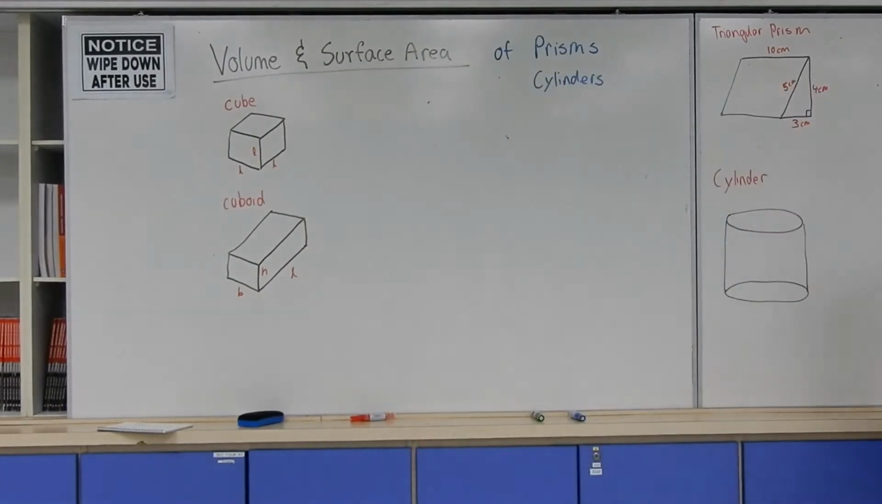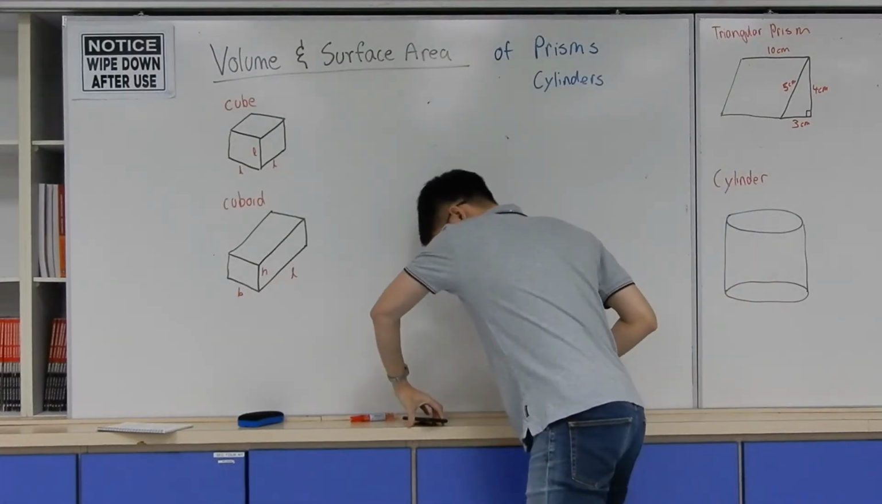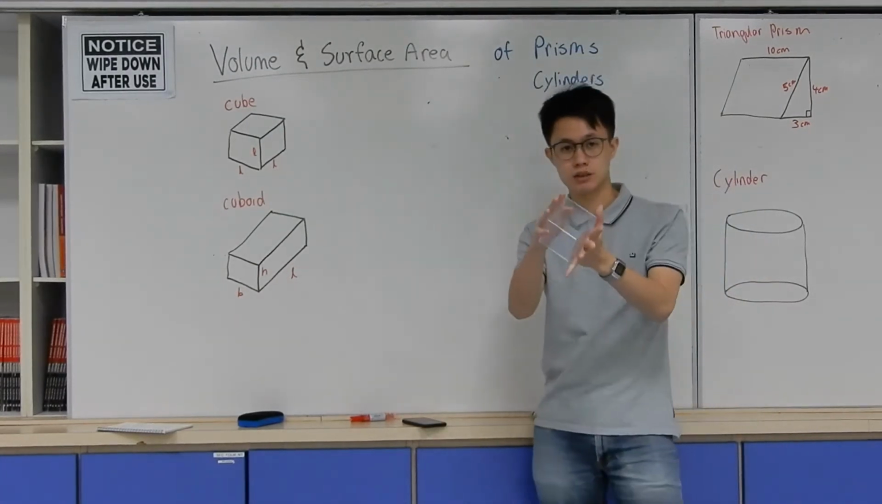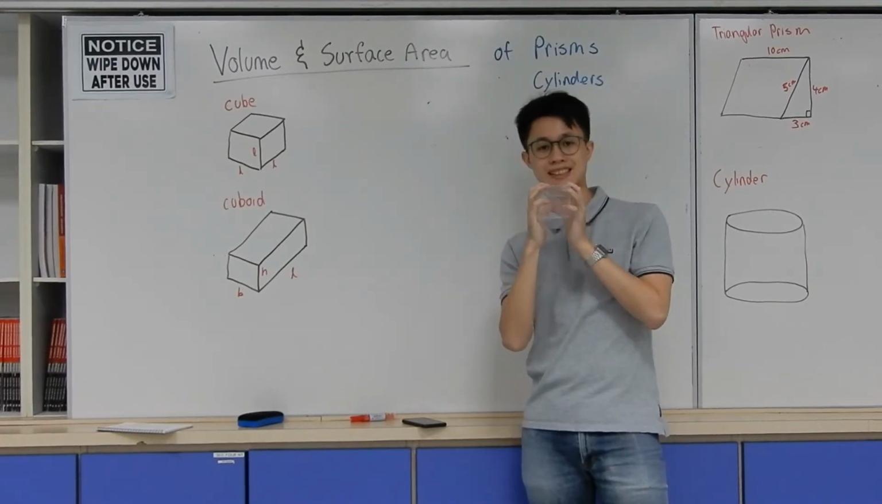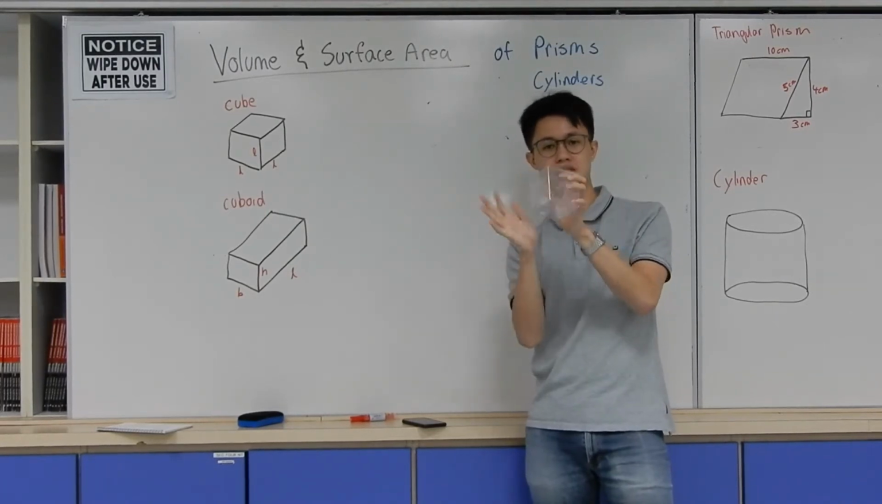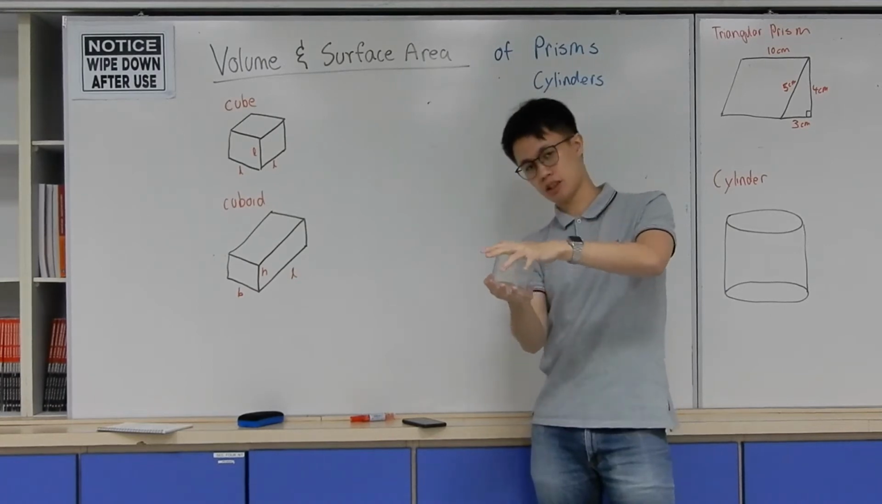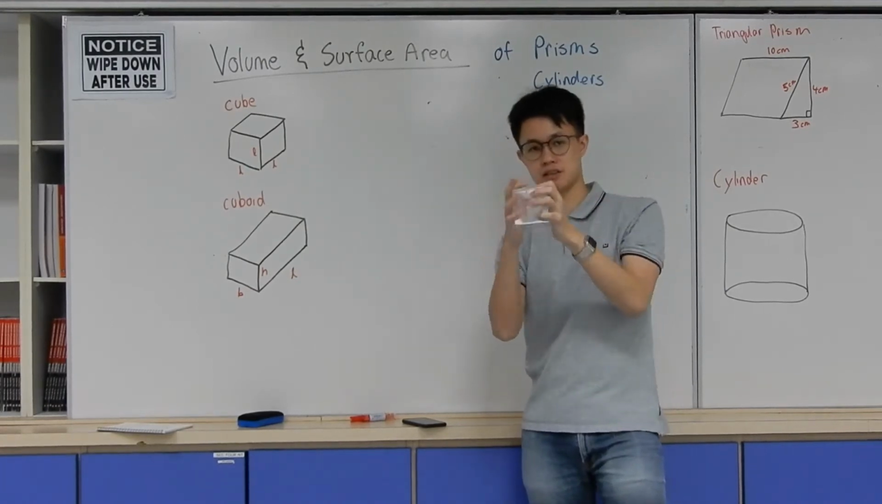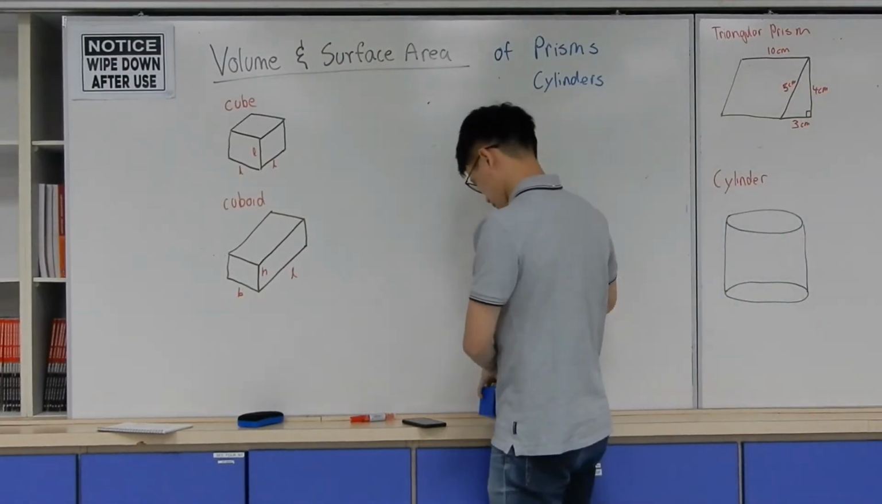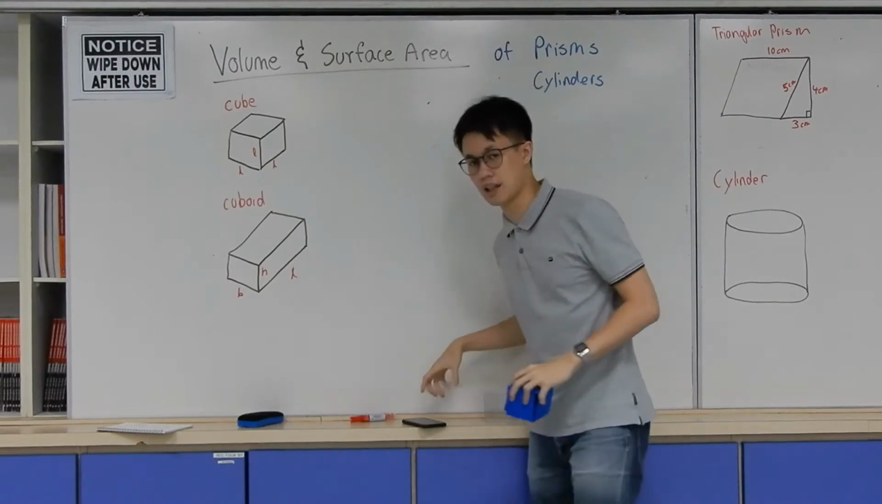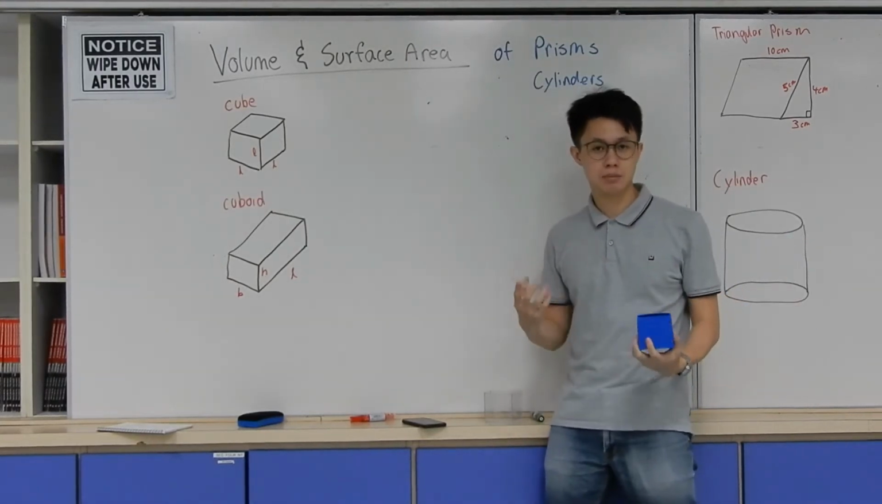So in my hands, I have a cube here. Okay, so you see this cube. We are talking about the surface area being all the exterior surfaces. Now, we're going to look at a cube and a cuboid first, before we go on to any other prisms that we have specified earlier.